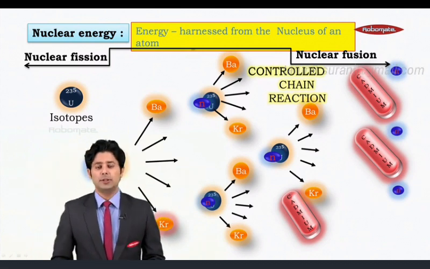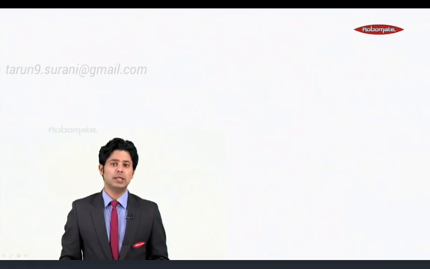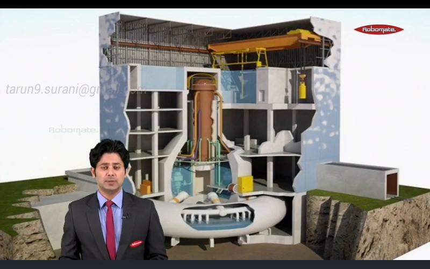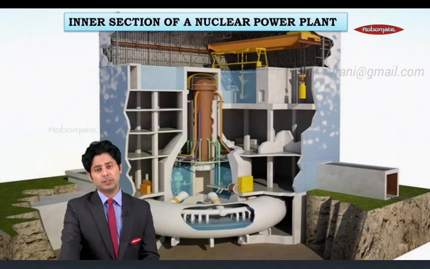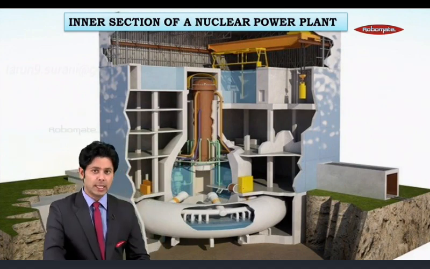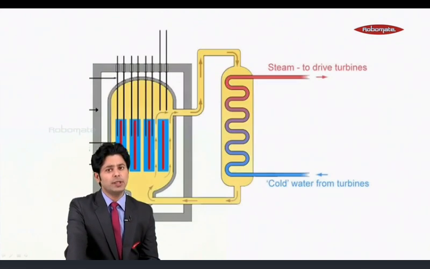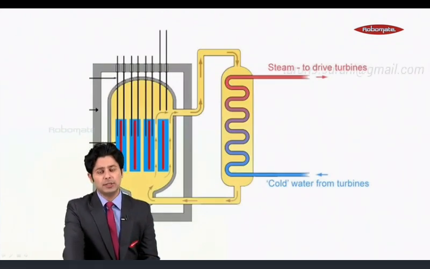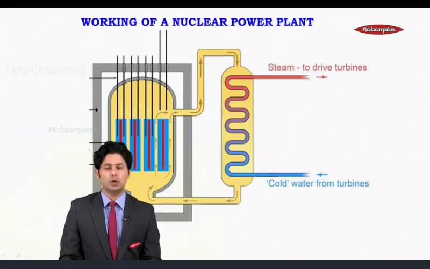So this is the way nuclear fission reaction takes place in a nuclear reactor. Now let's understand how it actually takes place. For that, let's take a look at the inner section of a nuclear power plant. This is how it exactly looks. Now let's understand how the heat energy released during the nuclear fission reaction is used to generate electricity. So let's understand the working of a nuclear power plant.